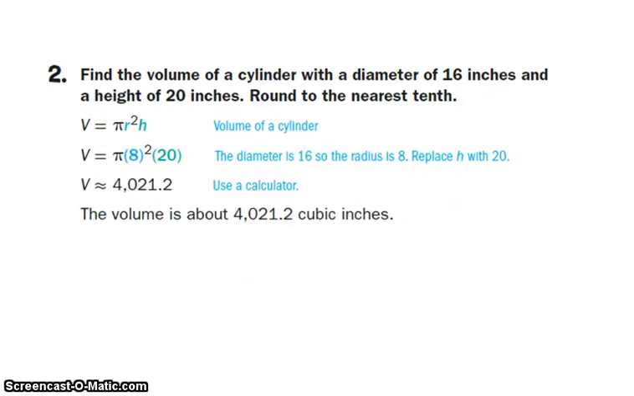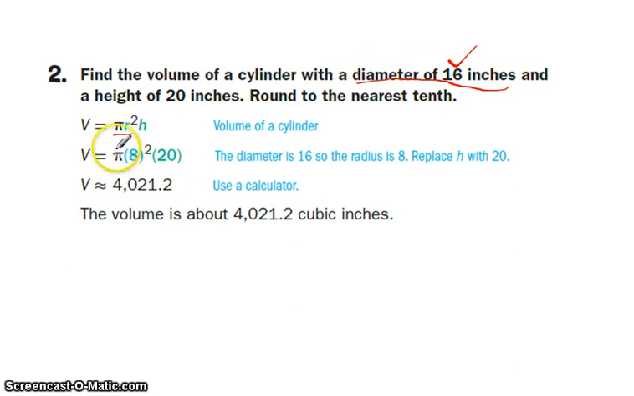All right, here's another example. Find the volume of a cylinder with a diameter of 16 inches and a height of 20 inches. Round to the nearest tenth. Here's your formula: pi r squared, which gives you the base, times the height. They tell us that the diameter is 16 inches, but for our area formula, we need the radius. So that's why we take it times 8, because the radius is 8 squared. So don't forget to look at that. If they give you the diameter, you've got to change it to radius.